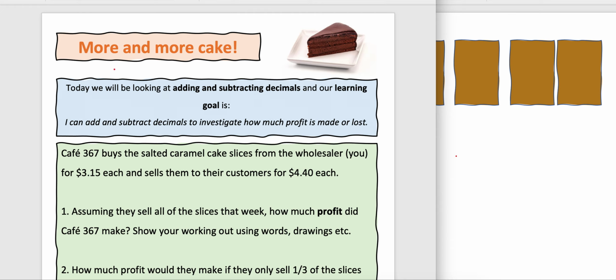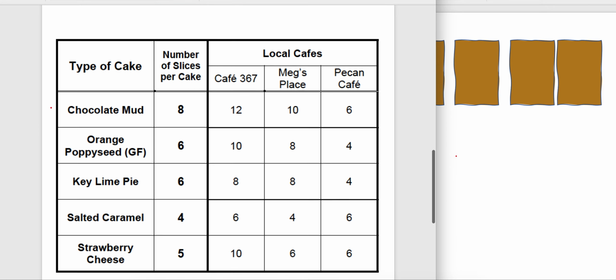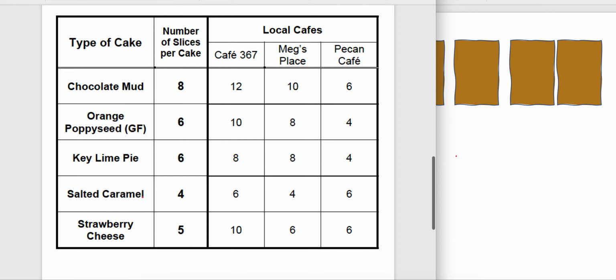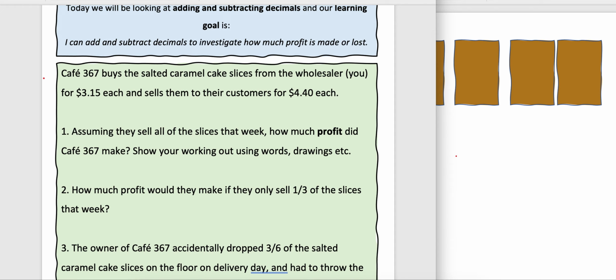Today we're going to be moving on to decimals, and we're going to be adding and subtracting decimals. Our learning goal is: I can add and subtract decimals to investigate how much profit is made or lost. And we're going to use the table that we used on Monday when we were doing improper fractions, which is just on the second page here. We're just working with the salted caramel cake and Cafe 367. And you'll see that when we go through our examples up here.